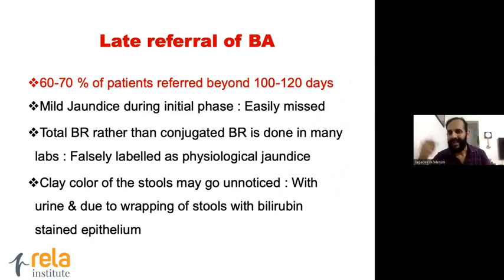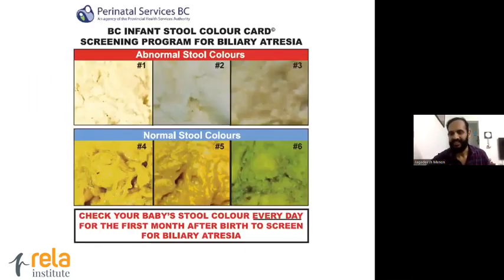Second is the cast from the epithelium, which is stained with bilirubin. It will look like a target sign. So the outside cover is yellow and the inside is pale. So if you cross-section it, it looks like a target sign. So these are the things.